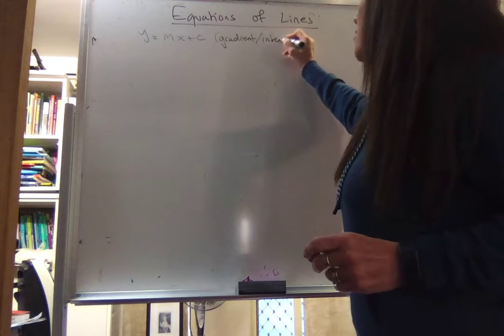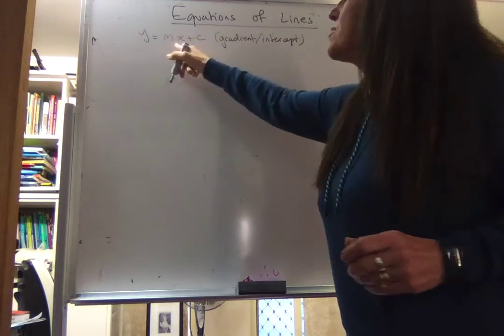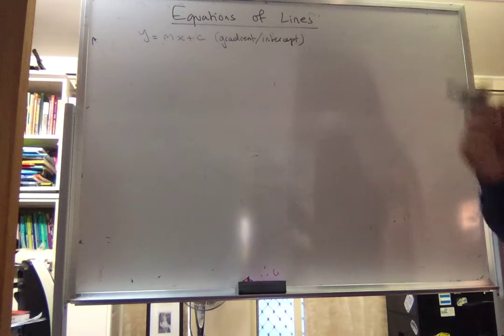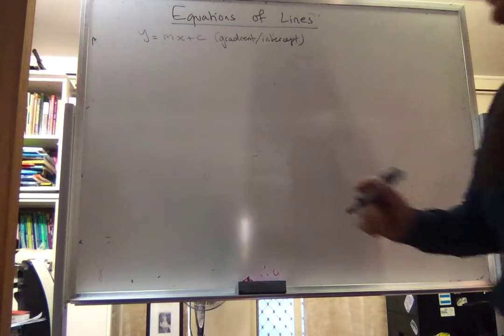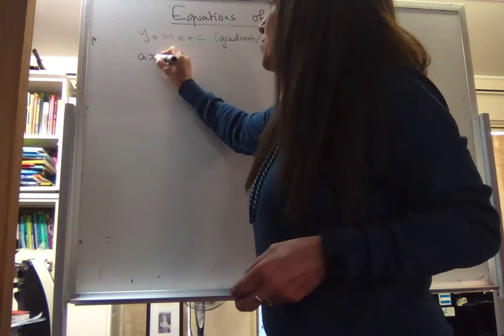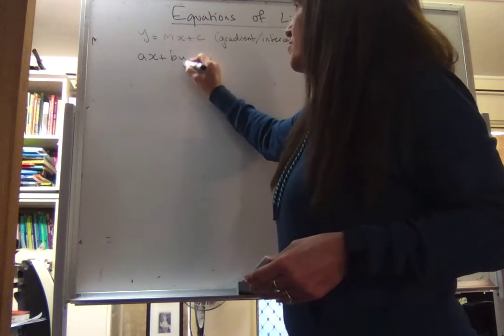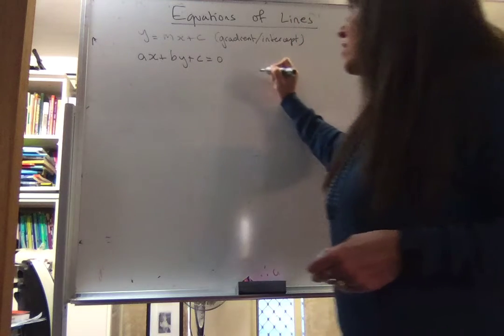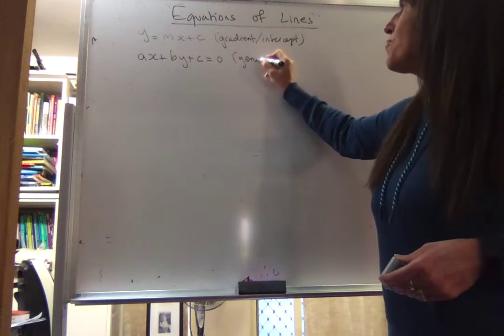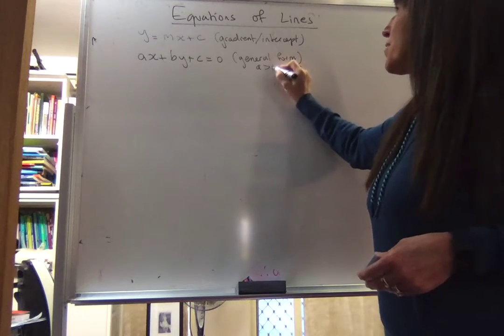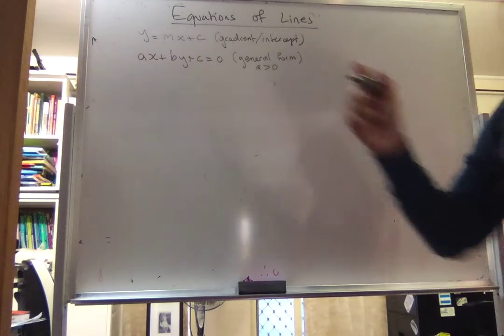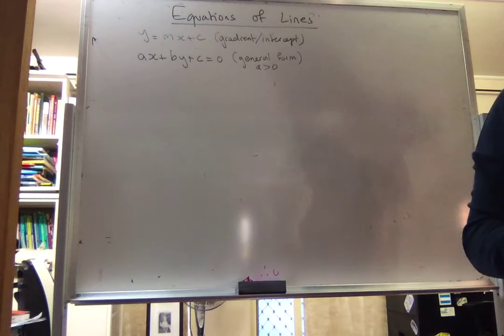line. It's in that form. So this y equals mx plus c is in gradient intercept form. Then we have the general form, and if you remember, we did have a look at this in class. Okay, so this is the general form, where we said that a must be greater than 0. So whenever you write it in general form, a must be a positive number.